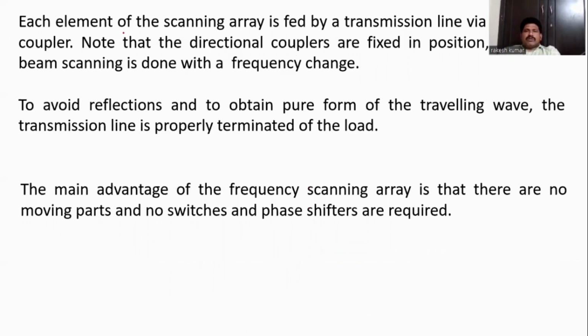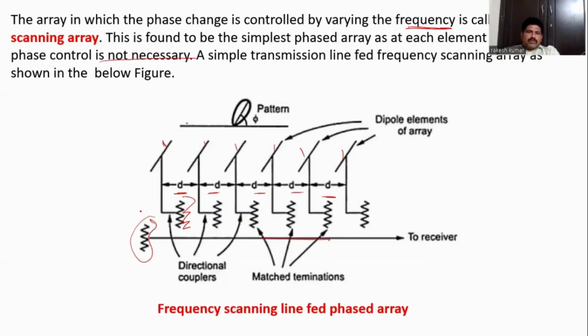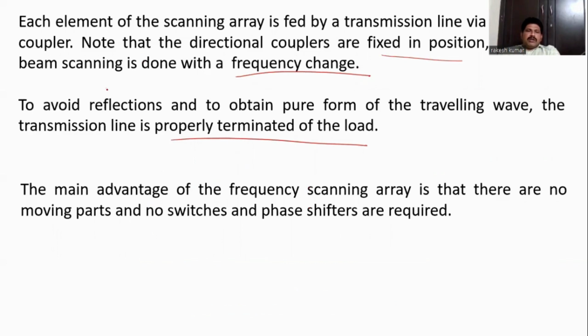So each element of the scanning array is fed by a transmission line via a directional coupler. The directional couplers are fixed in position while the beam scanning is done with frequency change. To avoid reflection and to obtain a pure form of traveling wave, the transmission line is properly terminated with a load, in order to eliminate the reflection.